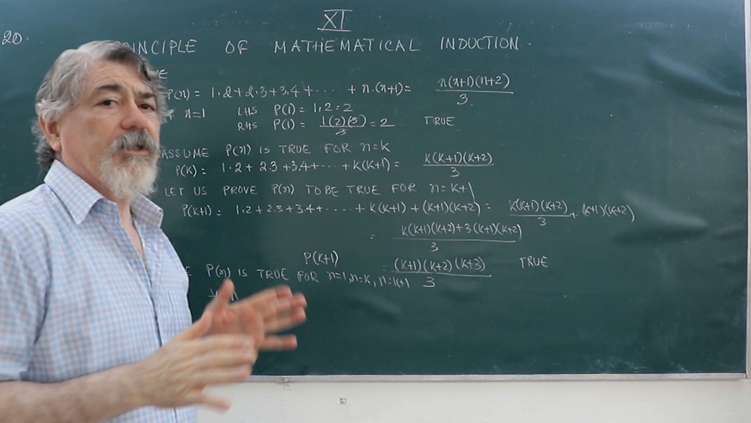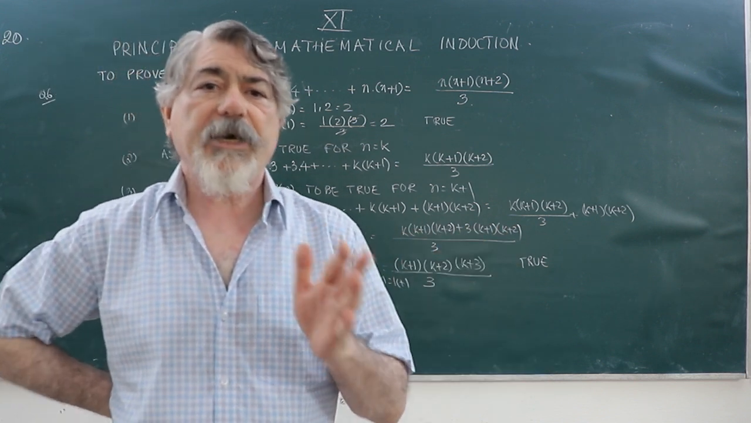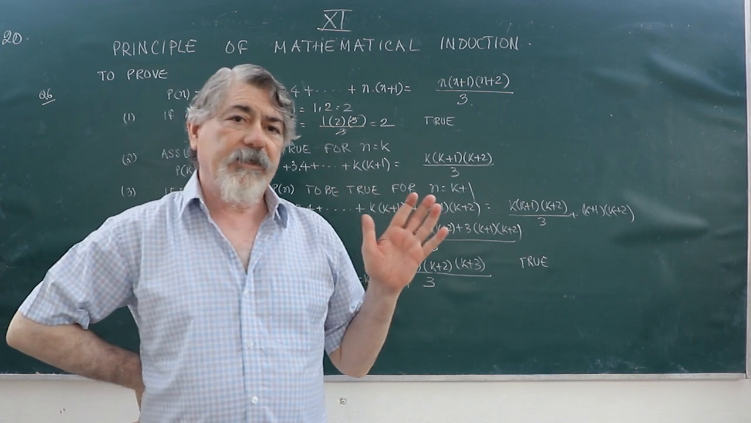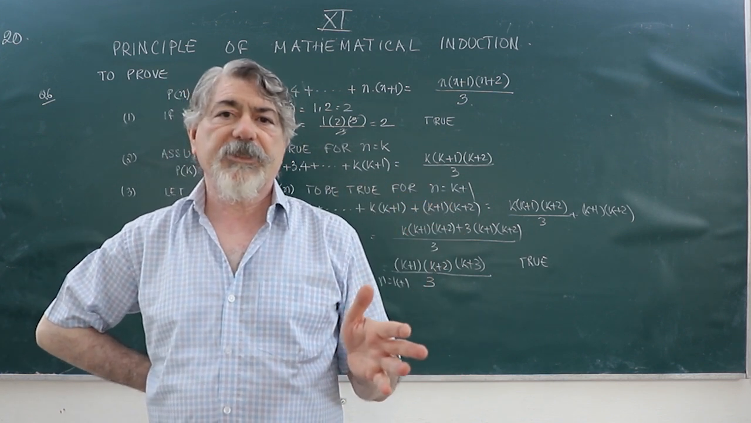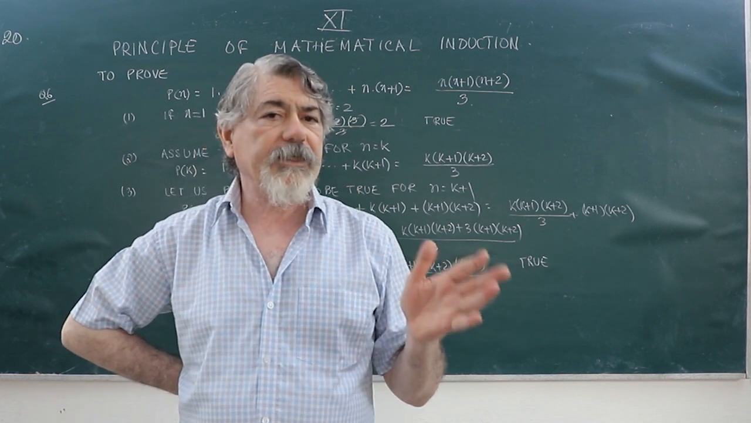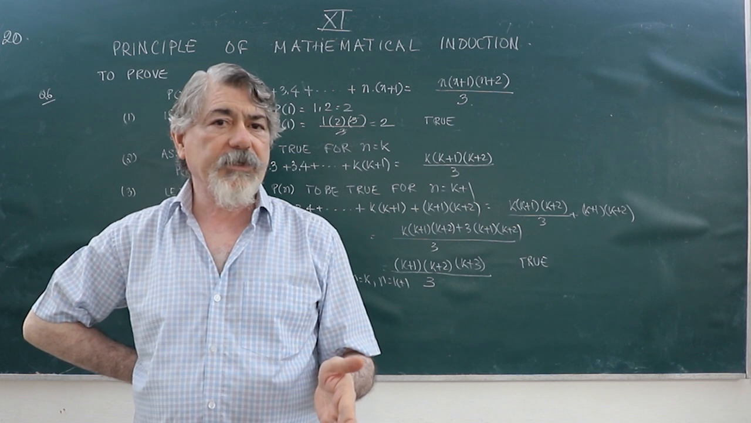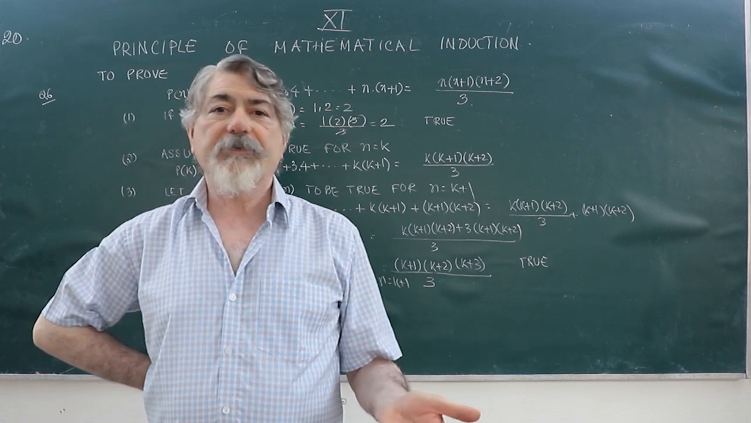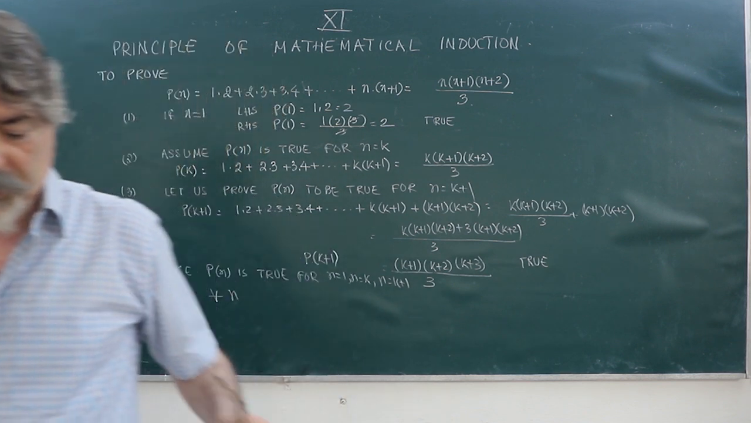Every question we are going to use the same principle. First of all, we will prove the given mathematical statement to be true for n is equal to 1. Then we will assume that it is true for n is equal to k, and then we will say it is true for n is equal to k plus 1.